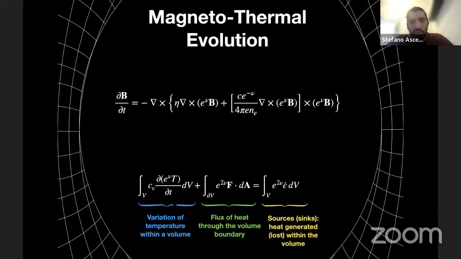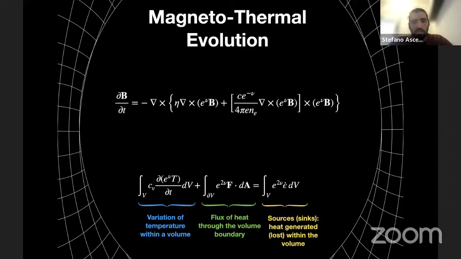And so the second equation is quite simple to interpret. For example, the first term is the variation of temperature within a volume. Cv is the heat capacity per unit volume, so it's basically the thermal inertia of this matter. Then we have the flux of heat through the volume boundary, and then we have the sources or the sinks of heat inside the volume.